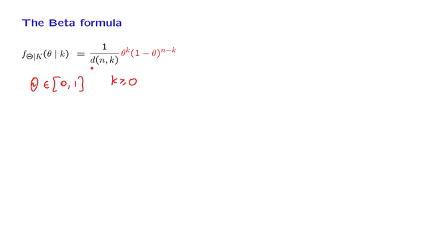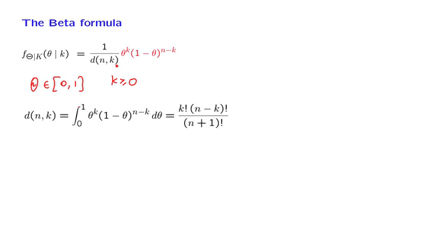Now, this coefficient here, d(n,k), is a normalizing constant, which is needed so that this is a legitimate PDF, that it integrates to 1. And so, in particular, d needs to be equal to the integral of what we have in the numerator. This is the choice that makes this whole expression integrate to 1. And this integral is calculated and can be found to be equal to this particular expression.